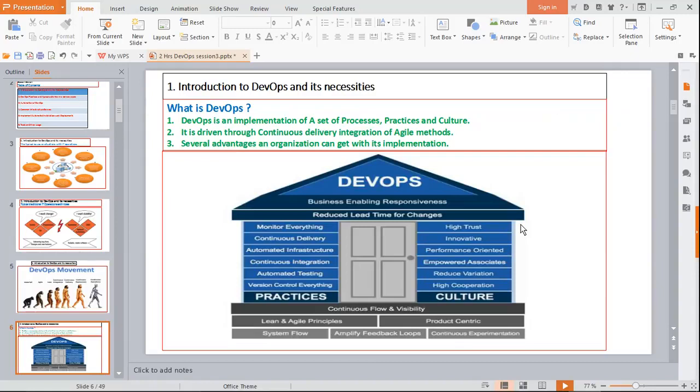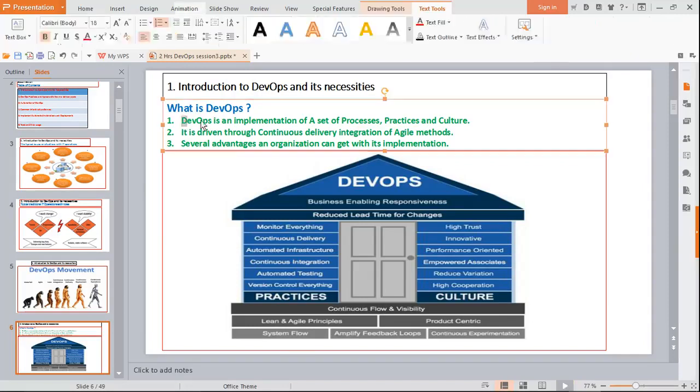First of all, what is DevOps? To have a basic understanding, in a simple way, you can see DevOps is an implementation of a set of processes, practices, and culture. Through them we are working on different processes, different practices, and people culture also, where they change their mindset to work collaboratively with other teams and other team members. They will be flexible also, and it is driven through continuous delivery and integration of Agile methods.